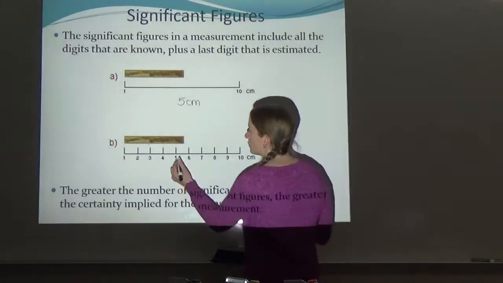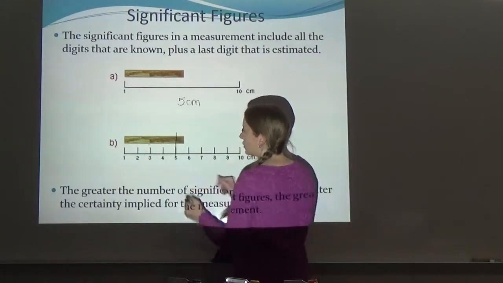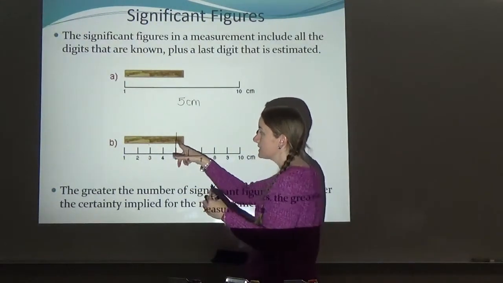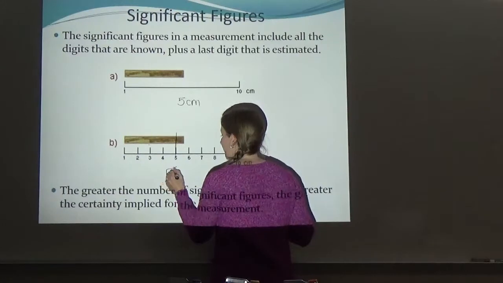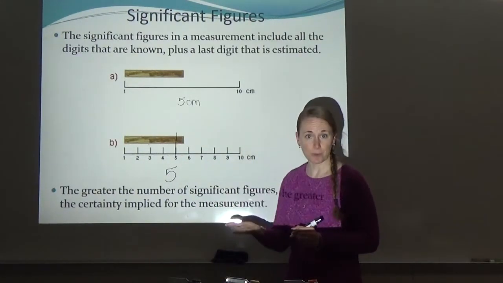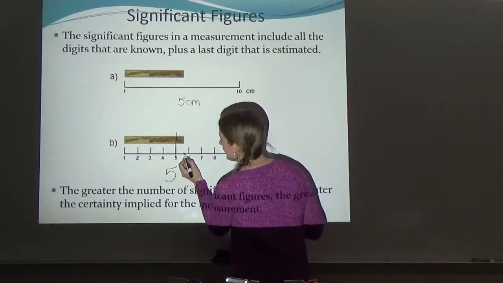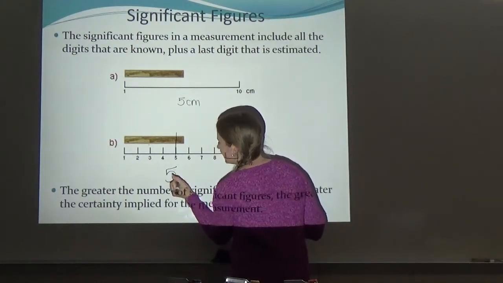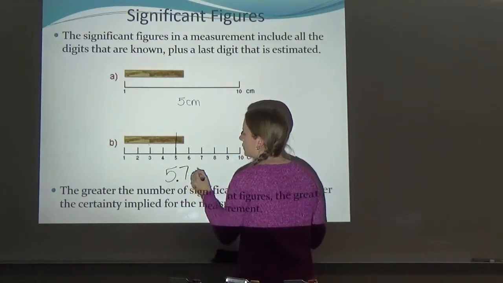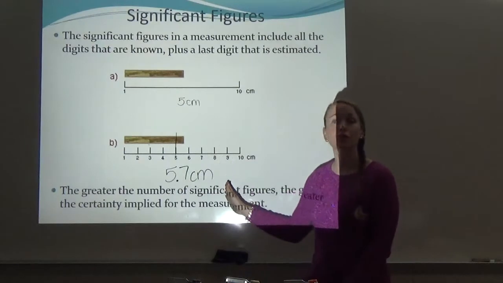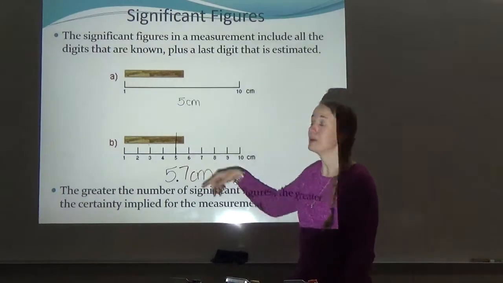So see, on this ruler, I can actually measure, okay, for sure it's 5, it's not 6, but it's 5. And then I can now estimate a decimal place. Okay, so I can say, well, it's a little past the halfway mark, so I'm just going to say it's about 5.7, or you might say 5.6. But again, I can't go any further than that unless I have a better ruler.